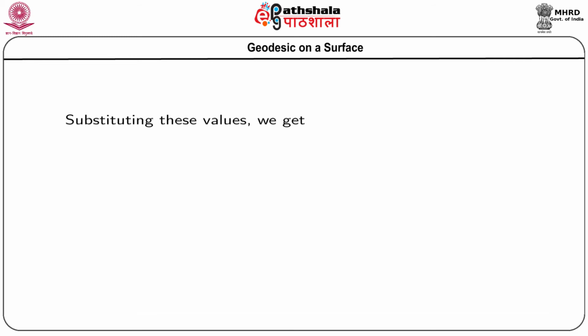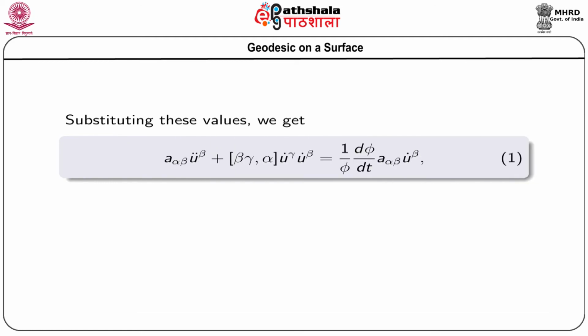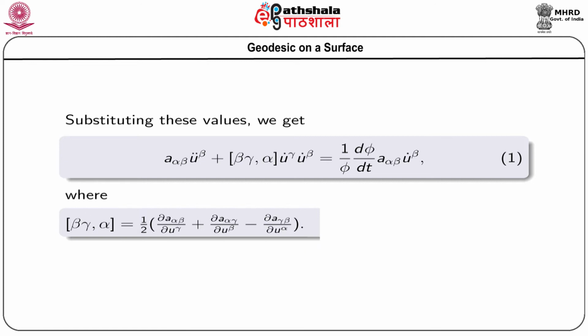Now, substituting these values in the Euler-Lagrange equation, we get this expression: A_αβ u double dot^β plus Christoffel symbol Γ_βγ,α u dot^β equals 1 by φ dφ/dt A_αβ u dot^β, where Γ_βγ,α, the Christoffel symbol of the first kind, is equal to 1 by 2 (∂A_αβ/∂u^γ plus ∂A_αγ/∂u^β minus ∂A_γβ/∂u^α).